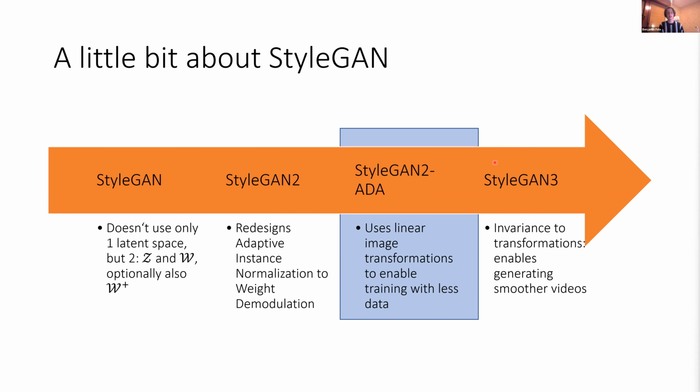And recently, StyleGAN 3 came out, which is invariant to transformations and enables generating smoother videos. Note that I didn't do any of the development of these things. This is all NVIDIA's work. We simply used the code repository for StyleGAN 2 ADA, and it turned out to produce very stable outputs, and it's still working very well.